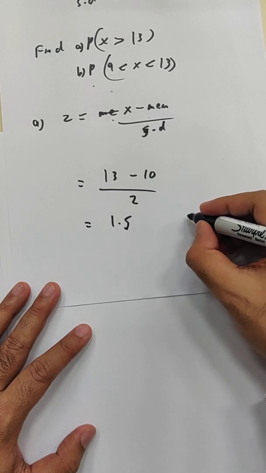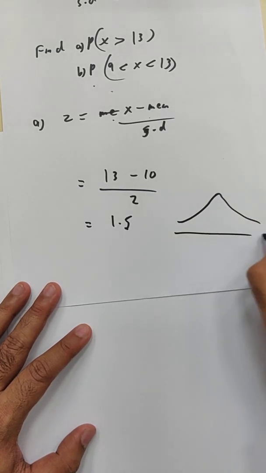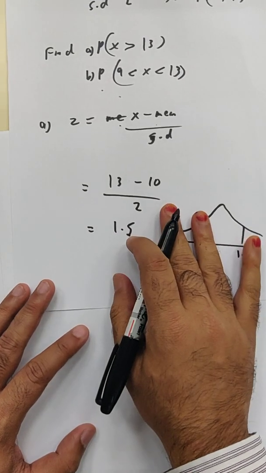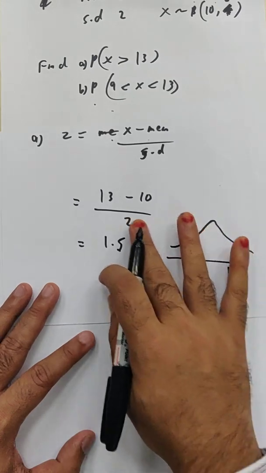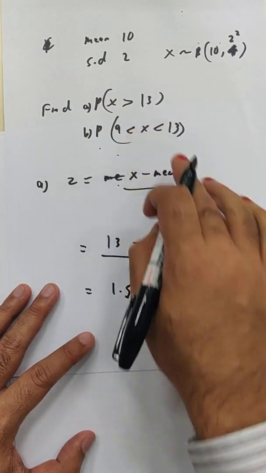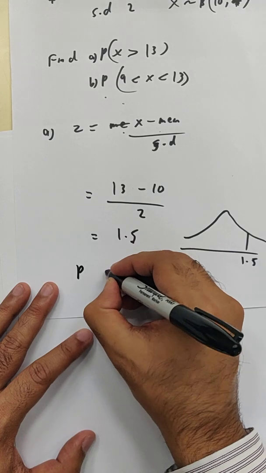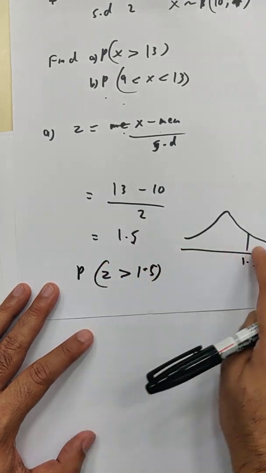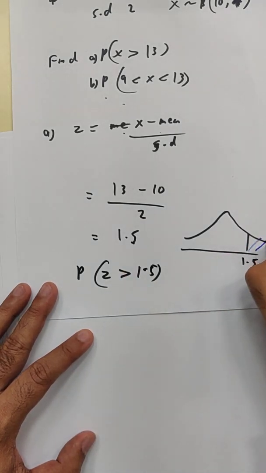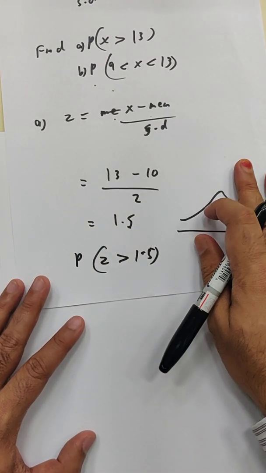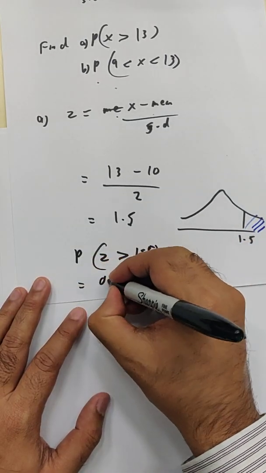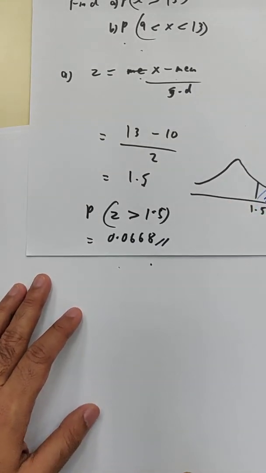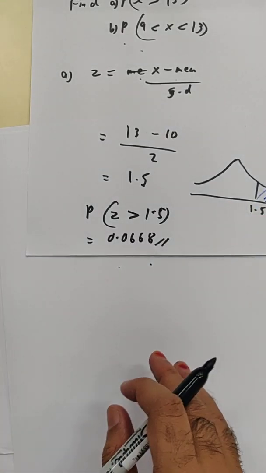And if I look at the graph, 1.5 is here. And I want what? X more than 13. So it will be here, P(Z more than 1.5). More than 1.5 is this part. So read it from the table, you can get the answers directly: 0.0668. Are you okay? Sorry, that one was a bit fast.